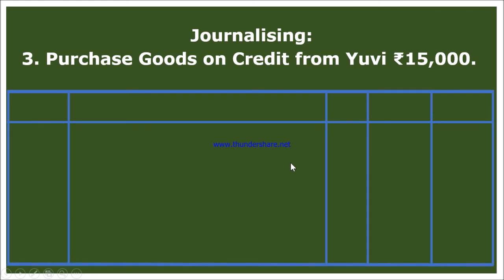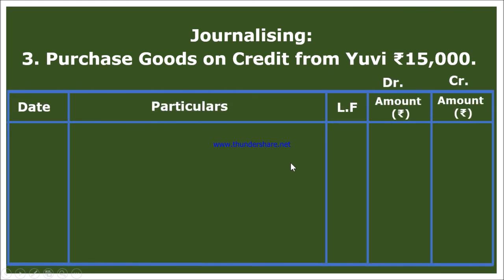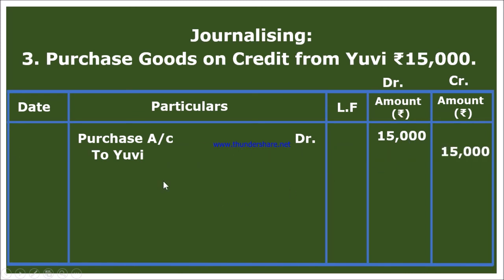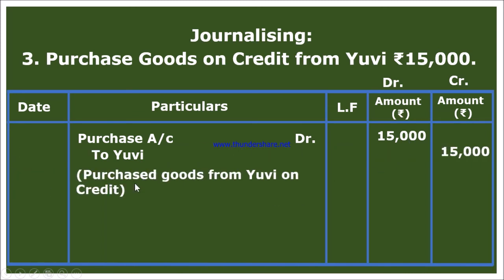Quickly you make that format and write those things, as you have become expert. So first, purchase account debit to UB's account. Here you have to write UB's account, and the amount is 15,000. And don't forget to write the narration: purchased goods from UB on credit. So this is the journal entry.